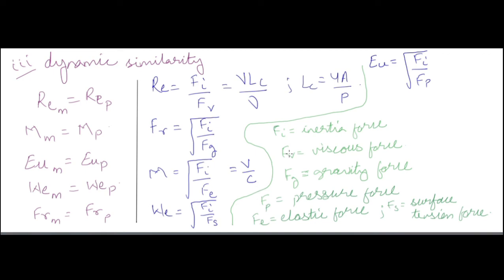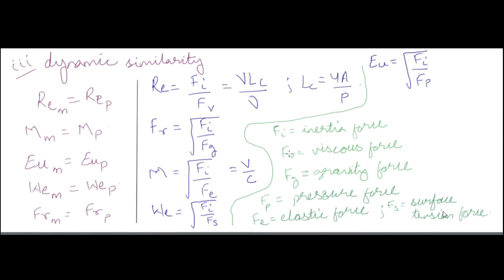Now Weber's number is equal to inertia force by surface tension force, and Euler's number is equal to inertia force by pressure force. Reynolds number does not have a square root; all the other numbers have a square root. So square root of Fi by Fg, Fi by Fe, Fi by Fs, Fi by Fp. Various Fi values are given here: inertia force, viscous force, gravity force, pressure force, elastic force, and surface tension force.